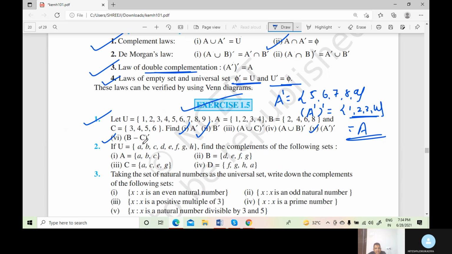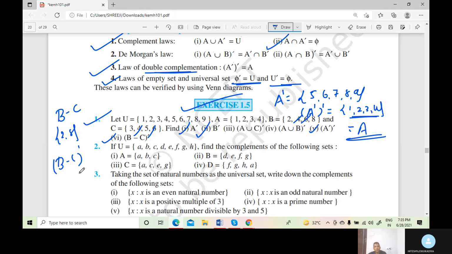Okay. Now the sixth one: B minus C whole dash. So first we find B minus C. B minus C, common elements of B and C. Which elements are common? 4 is common, 6 is common. So from set B, it is 2 and 8 only, because here the first set is B. 2, 8. Okay.